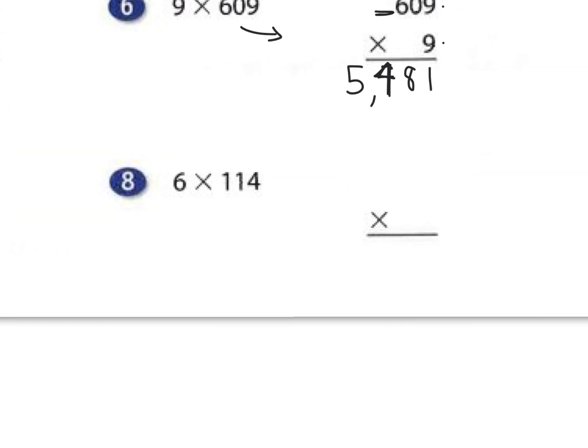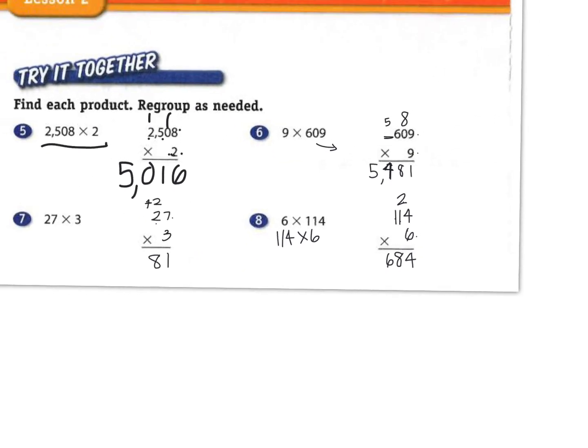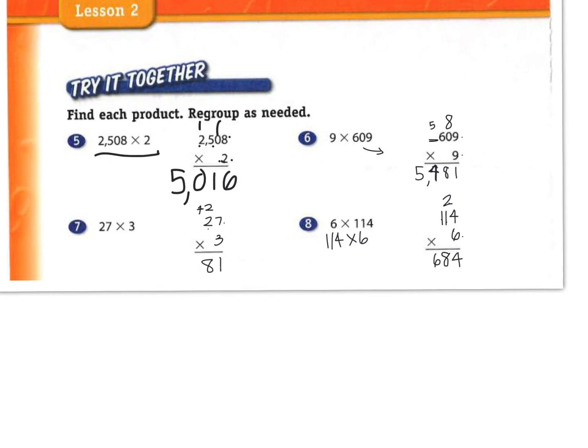And the last one on this page is 6 times 114. Remember, that's the same as 114 times 6. So I'm going to write 114 on top and then the 6 down there so that they're lined up. 6 times 4 is 24. Carry that 2. 6 times 1 is 6. Plus 2 is 8. 6 times 1 is 6. So make sure you have these examples written down. Re-watch it if you need to.